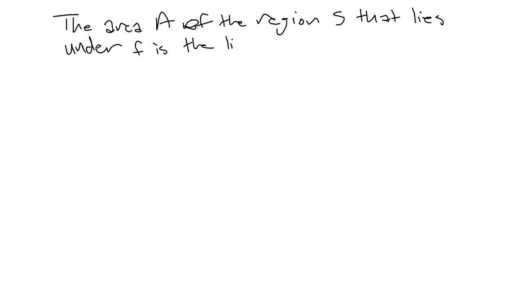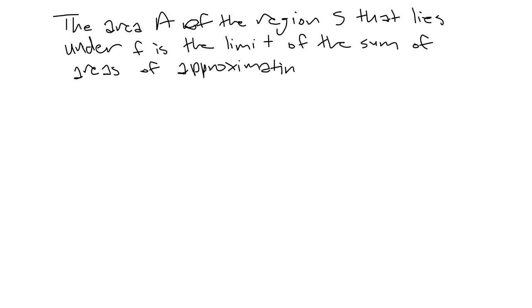is the limit of the sum of areas of approximating rectangles. So that's going off what we said earlier. But if we can get an infinite amount of rectangles in there, that's going to get us the actual area. So this is saying, hey, let's create a limit to find the sum of those infinite rectangles.